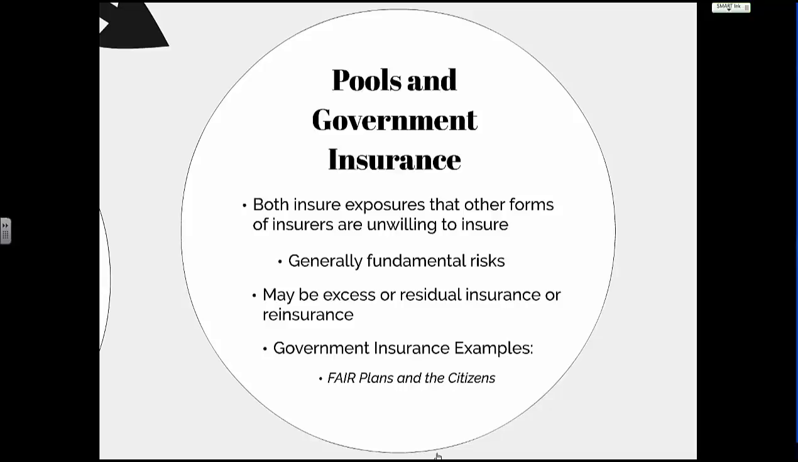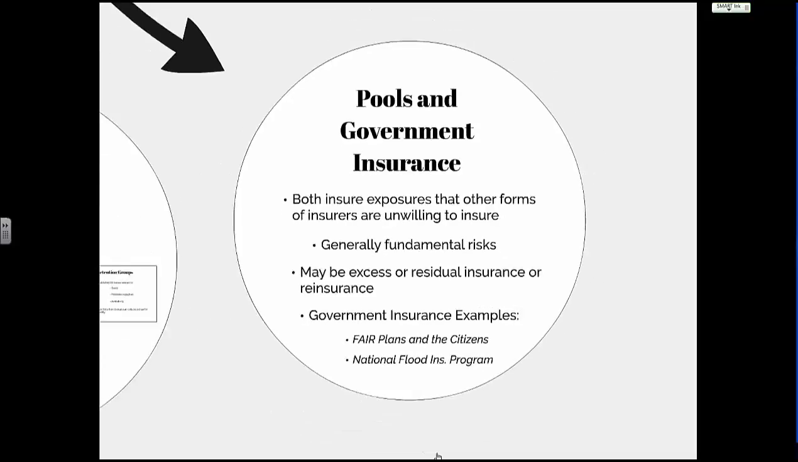In the early 2000s, Louisiana changed from a FAIR plan form to the Citizens Insurance, which is modeled to a degree after the Florida Citizens Insurance. Both are government-sponsored plans for high-risk property insureds, primarily homeowners, but it also includes commercial property. Another example is the National Flood Insurance Program, which is of course administered by FEMA.